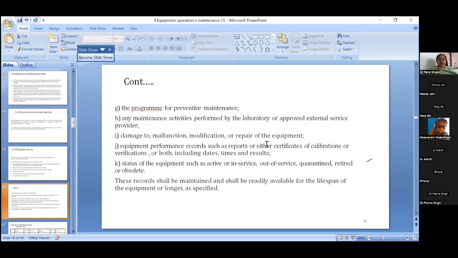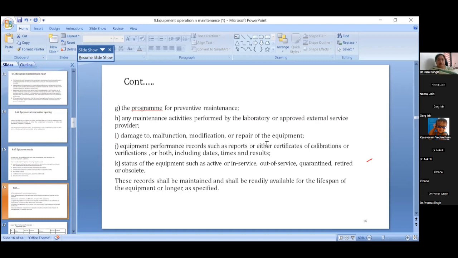Status of equipment such as active or in service, out of service, quarantine, retired, or obsolete. Record of that should be available. If it is out of service, please write out of service, but you should have a record of since when it was out of service. You have complained to the company and they are still working on it. Some part is required which will arrive after 10 days, and after that it will be changed and the equipment will be put in service. Or you have made some equipment obsolete; please keep a record of your obsolete equipment also till the next assessment.